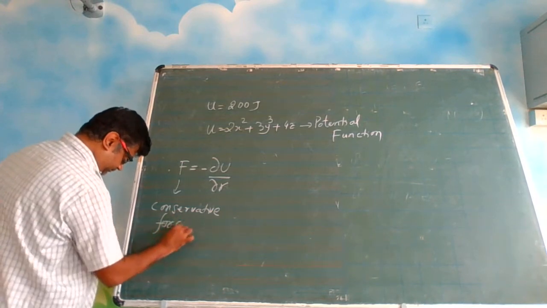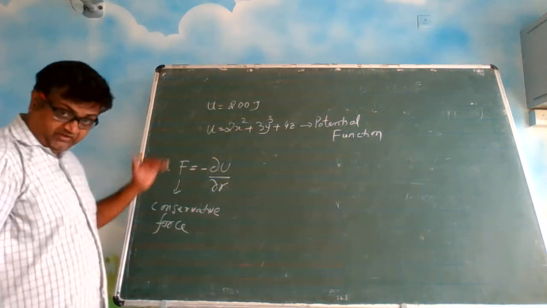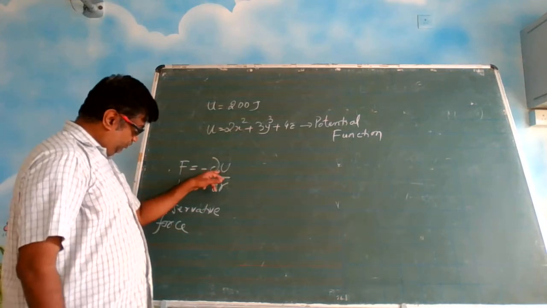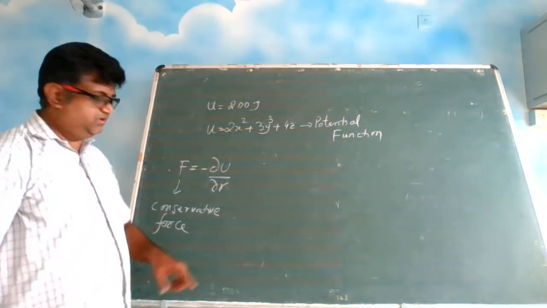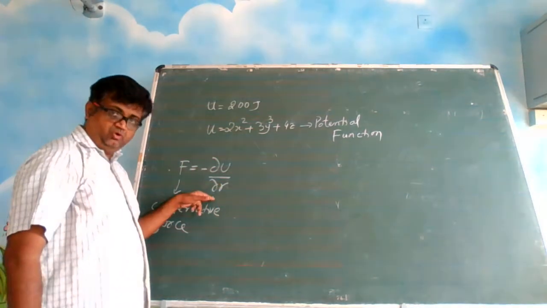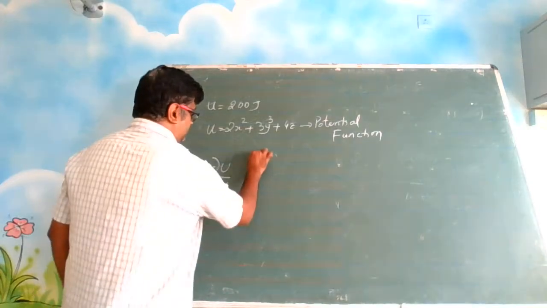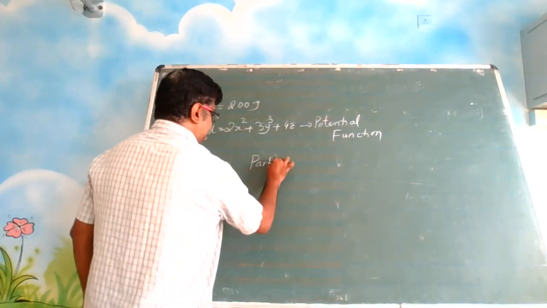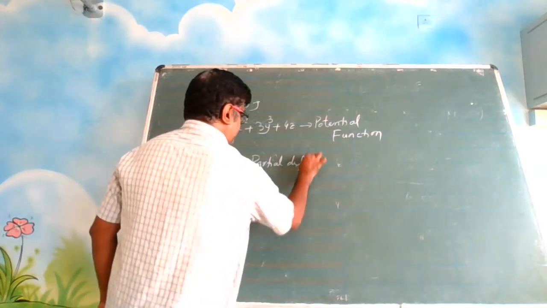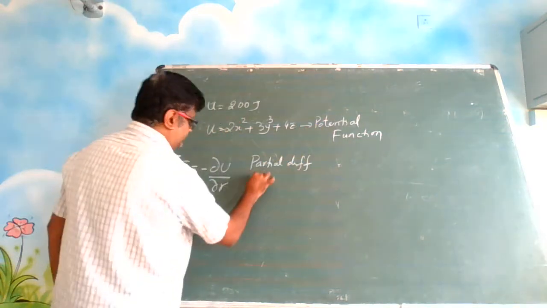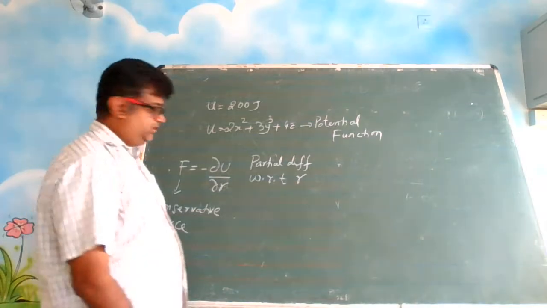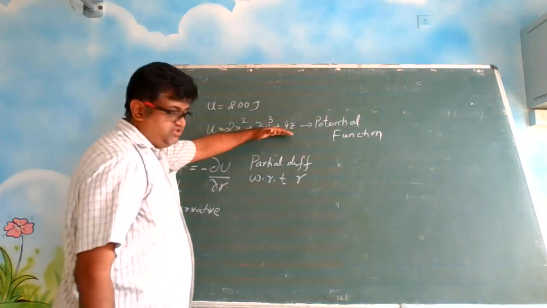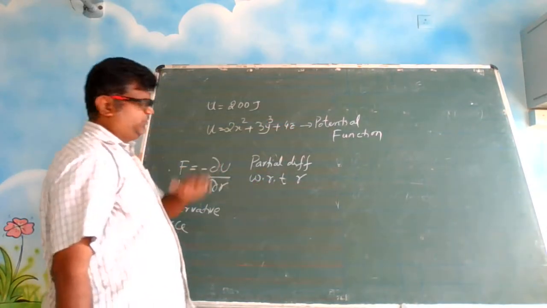Conservative force. This is conservative force. You know what is the meaning of this symbol? It is dou. It is not d. So dou u by dou r. It is called partial differentiation with respect to R. You have to partially differentiate this expression with respect to R.